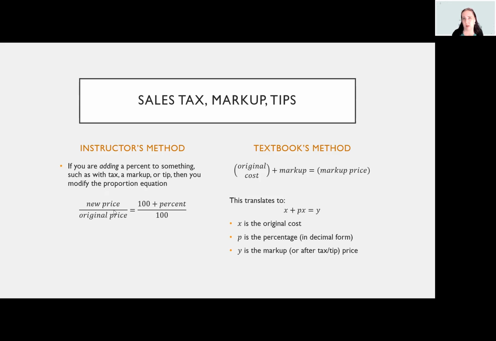So we've got the method on the left, which is using a proportion, and then the method on the right, which is using this formula. And I prefer the left method because I find there are fewer mistakes. I see people making mistakes when they try to use the method on the right. So personal preference, that's why I use the proportion, but I will show both.